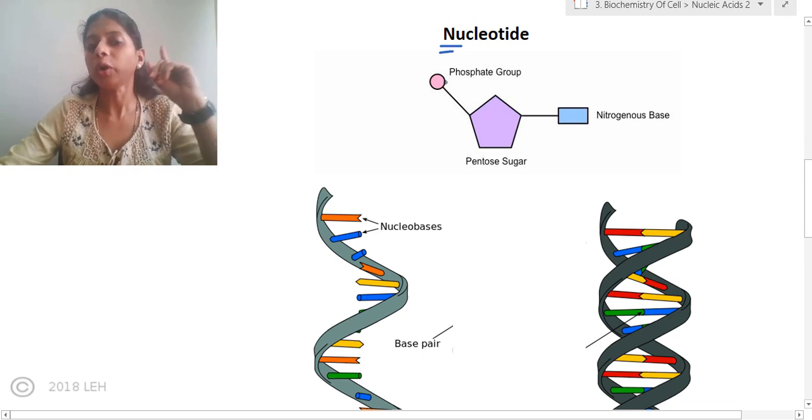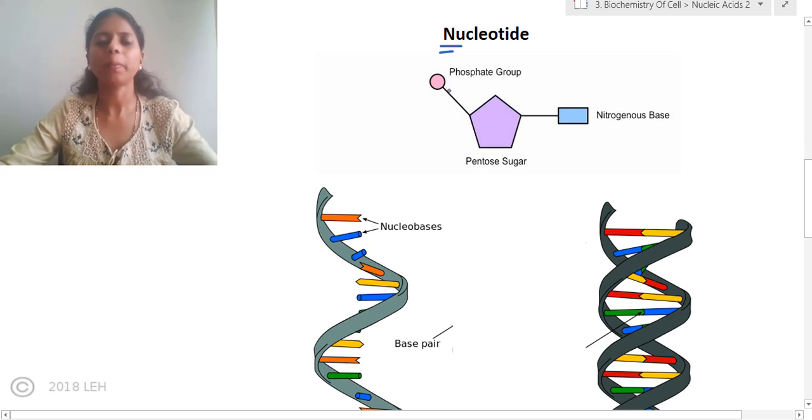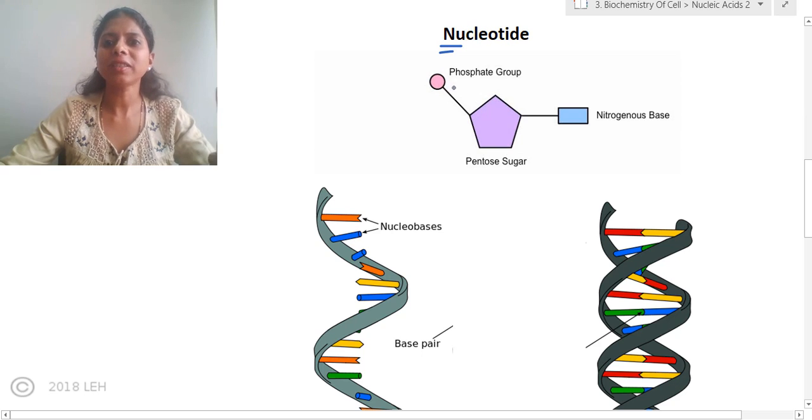Now here I am not talking about a nucleoside. Nucleoside is one thing which you need to remember, but it is not applicable in this topic. It will come in another topic next year. Right now we are just talking about the nucleotide, which is nothing but all three components: phosphate group, pentose sugar, and nitrogenous base. Remember this.